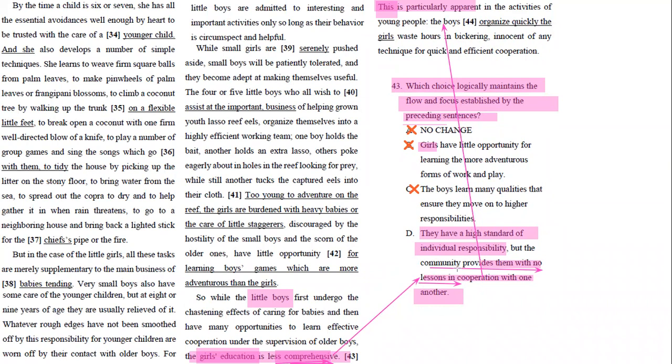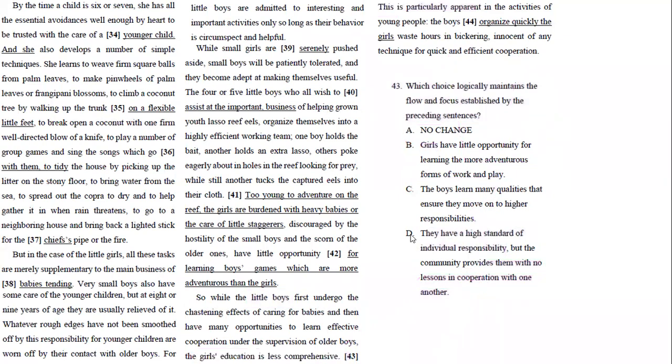So this sentence right here is talking about what's coming after, whereas here it's talking about forms of work and play. We're not talking about adventurous forms of work and play. We're talking here about learning cooperation. That's what comes after. And it's talking about how the community provides them with no lessons. And this shows that they have a less comprehensive education. And so that's why your answer is D.